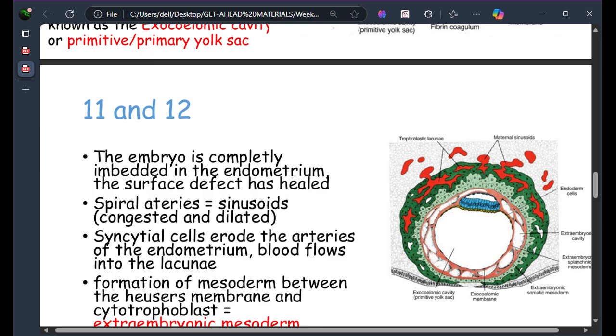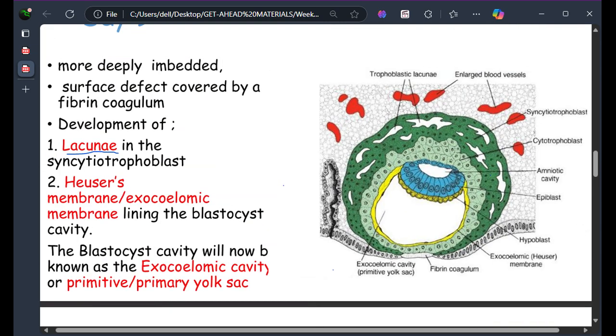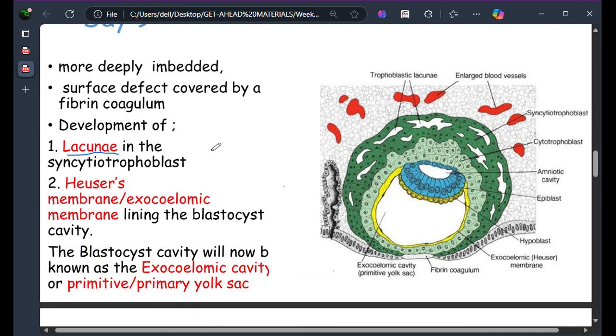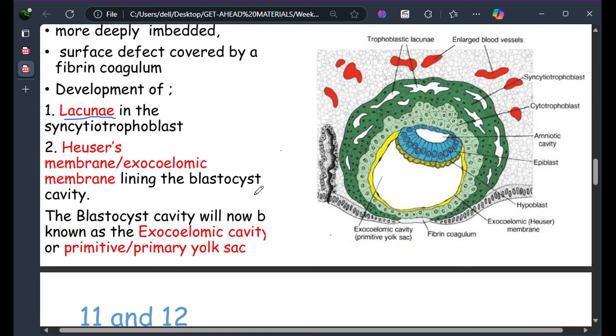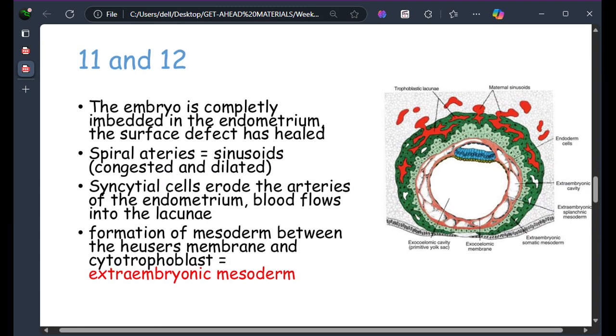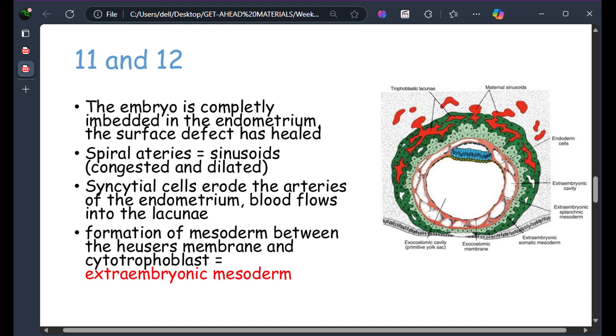After that, nothing much happens on day 10, because it's mainly development of these features a little bit further. That leads us to day 11 and day 12, where we have major changes happening. Remember those trophoblastic lacunae that develop in the syncytial trophoblast? They are going to start to fill up with blood.